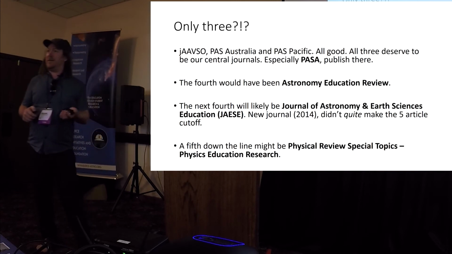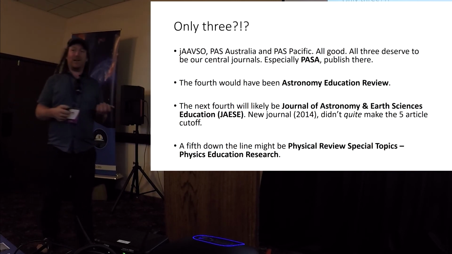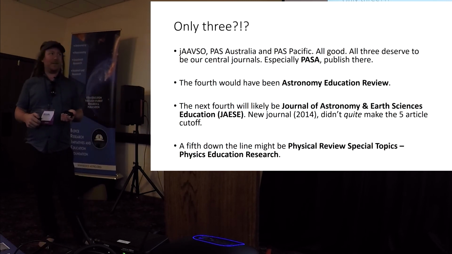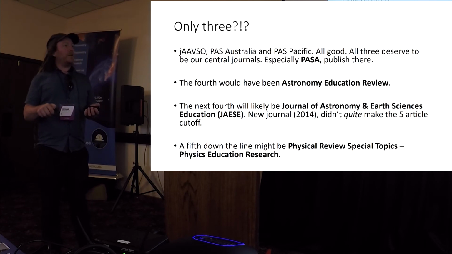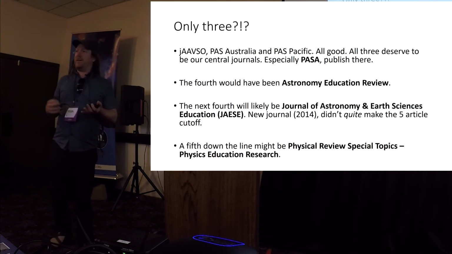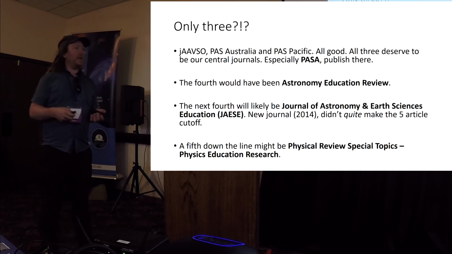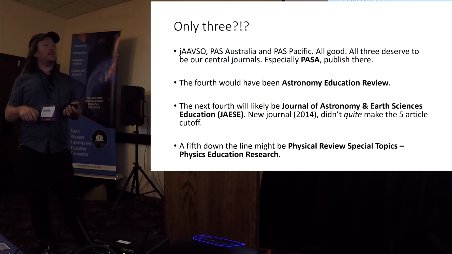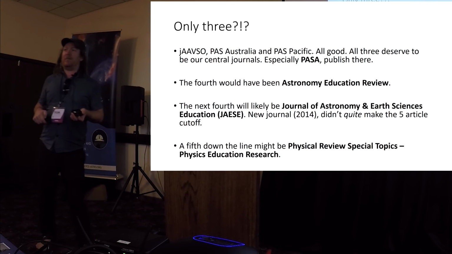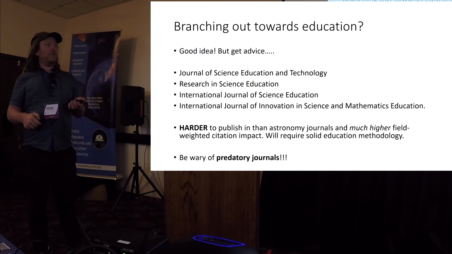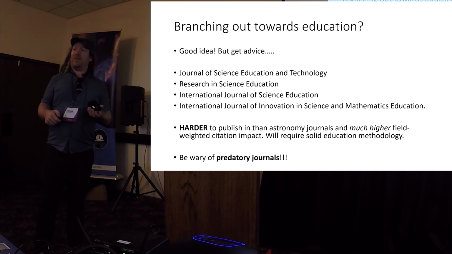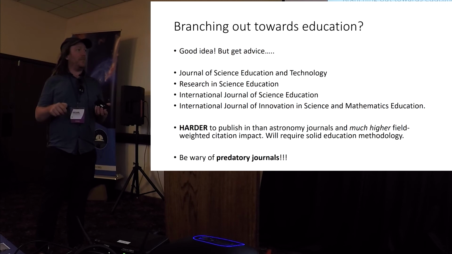PASA, I'm not being nationalistic, spruiking Australia, it's just they accept education papers. Astronomy Education Review would have been good, but it's gone. We have the Journal of Astronomy and Earth Sciences Education, which has only been around for a few years, so it didn't score on the Richter scale because there's only been a few issues. And there's a special issue of Physical Review Special Topics coming out, which might be a nice place to publish. If you're going to branch out towards education, it's harder than you think, so get some advice. It's harder to publish there, because I've published in both.